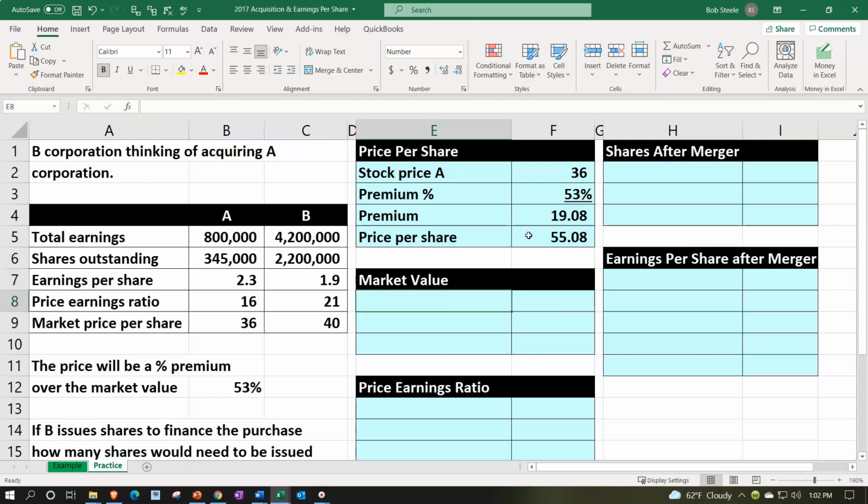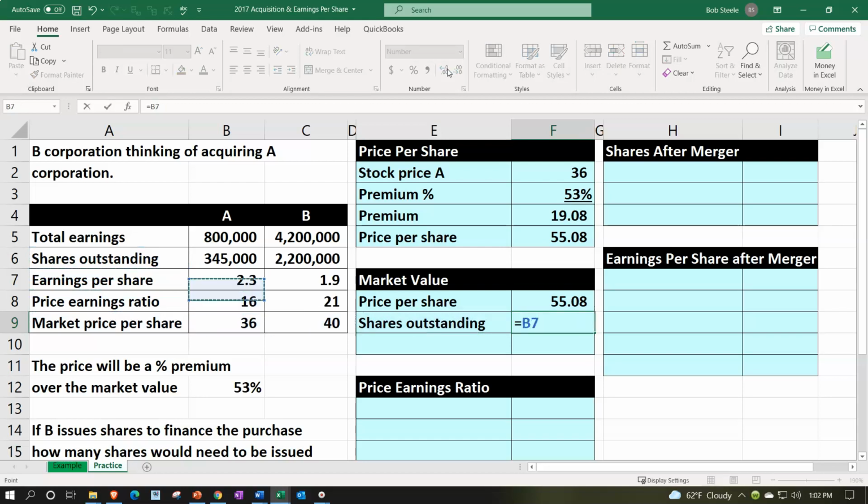So if we purchase the whole thing, all the shares that were outstanding, the price per share then would be the 55.08, making that a percent number group. Adding decimals, and the shares outstanding, we're going to say are the 345 shares outstanding.